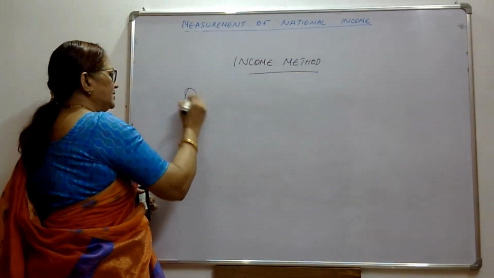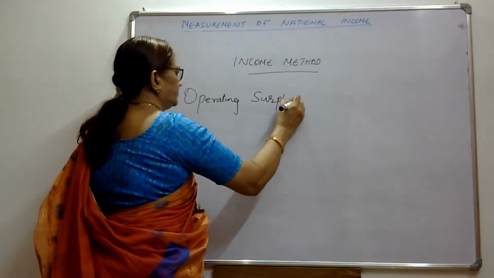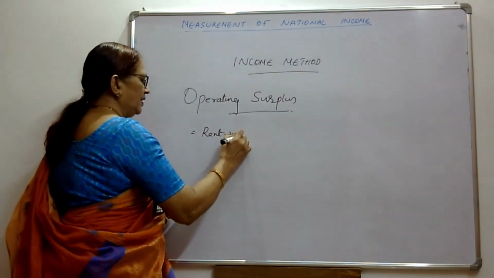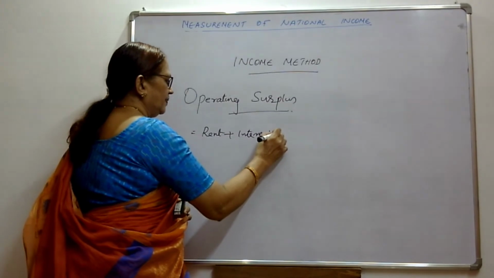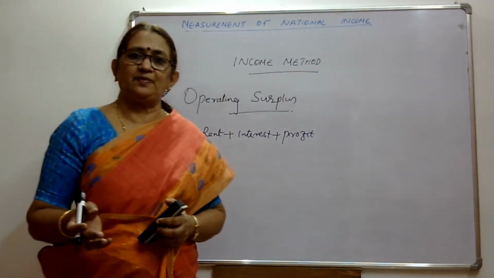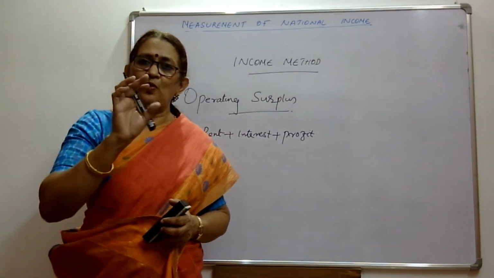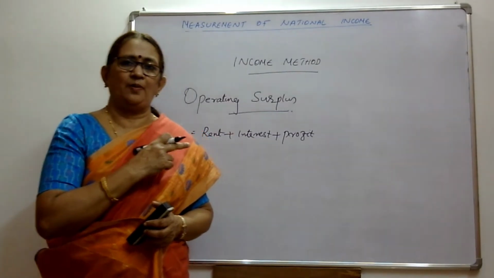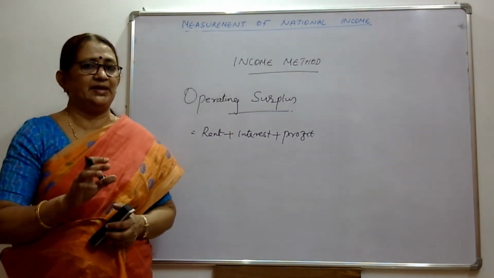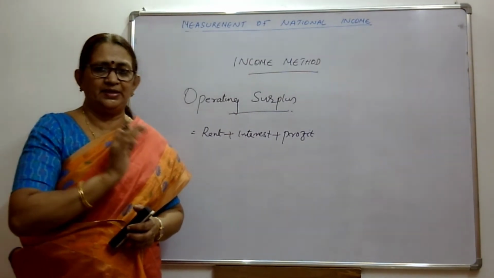Now, what is operating surplus? Operating surplus is equal to rent plus interest plus profit. By adding these three, we will get operating surplus. Instead of operating surplus, sometimes rent, interest and profit values will be given. Sometimes only interest and profit will be given, and rent won't be given. Whatever components are given, you have to add them to get operating surplus. But if the operating surplus value is given and rent, interest and profit are also given, kindly don't add them again. It will be double counting because the value of rent, interest and profit is included in operating surplus.